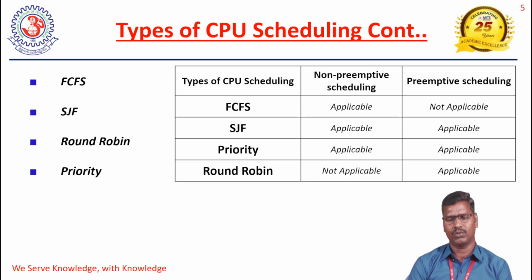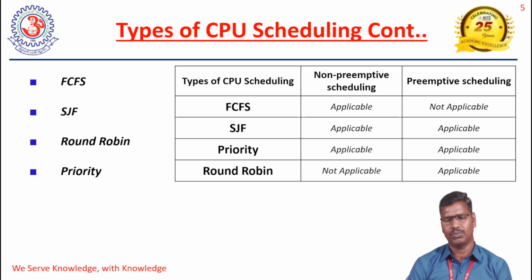The processes available in the ready queue are taken in order: once a process has started and completed, the new process is taken. So non-preemptive scheduling only is applicable for FCFS, not for preemptive scheduling. The second one is SJF, shortest job first. It is applicable for both non-preemptive and preemptive scheduling. Priority scheduling is also applicable for both non-preemptive and preemptive scheduling.